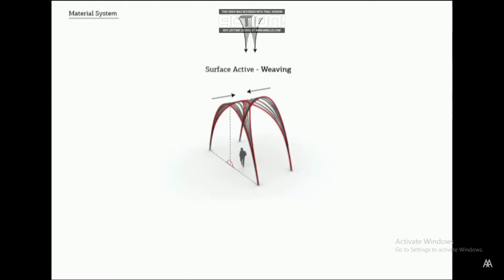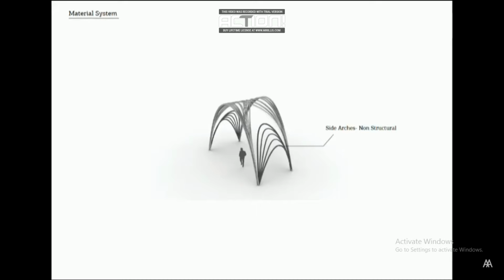The third principle we looked at is weaving. By taking 2 arch elements and connecting them, we can go from an arch system to a surface active system, forming a type of grid shell. Following the same principle, we can start to develop other architectural devices that may not be structural. The spandrel area between the arches can be covered using the same material.